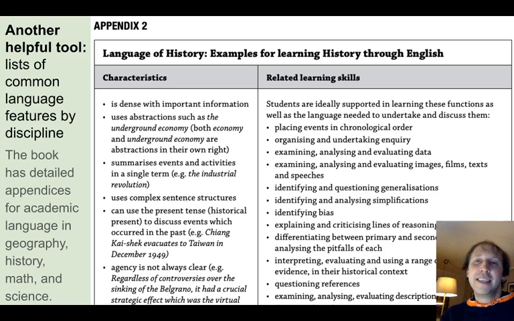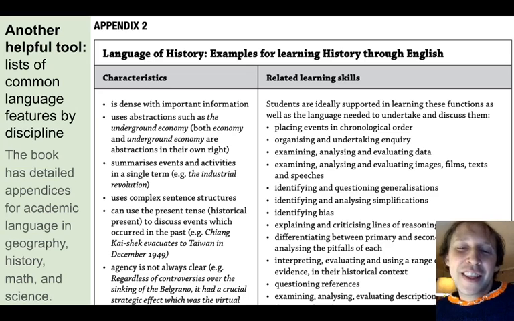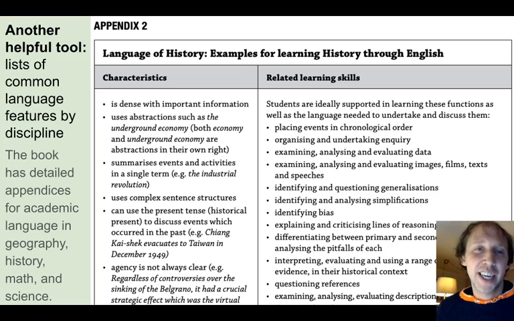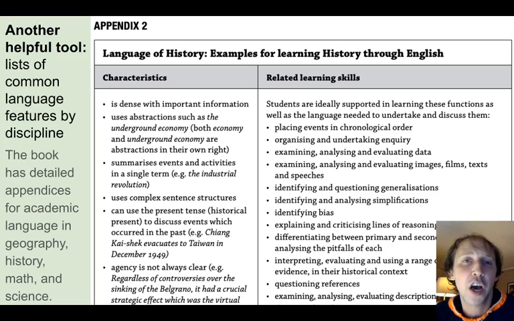Now, that's not the only way you can do it. In Mehisto and Ting, they gave some really helpful lists of academic language in particular disciplines. In particular, they've got these appendices. They're online. They're not actually in the physical book, but they're online. For geography, history, math, and science.